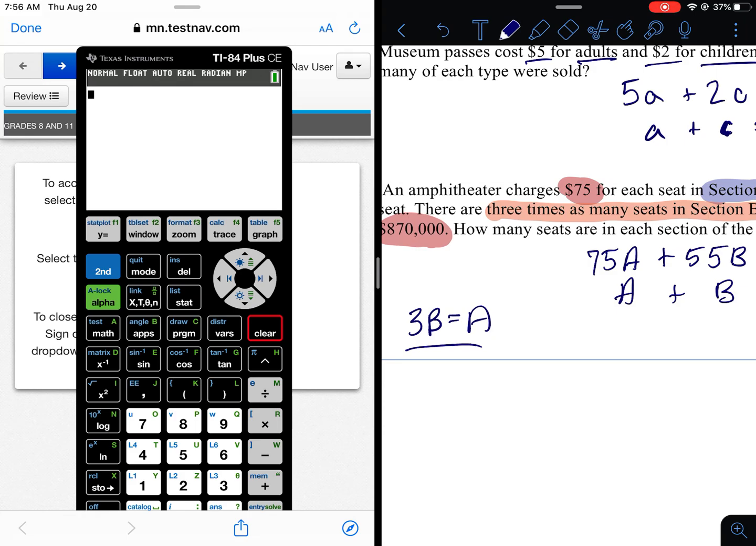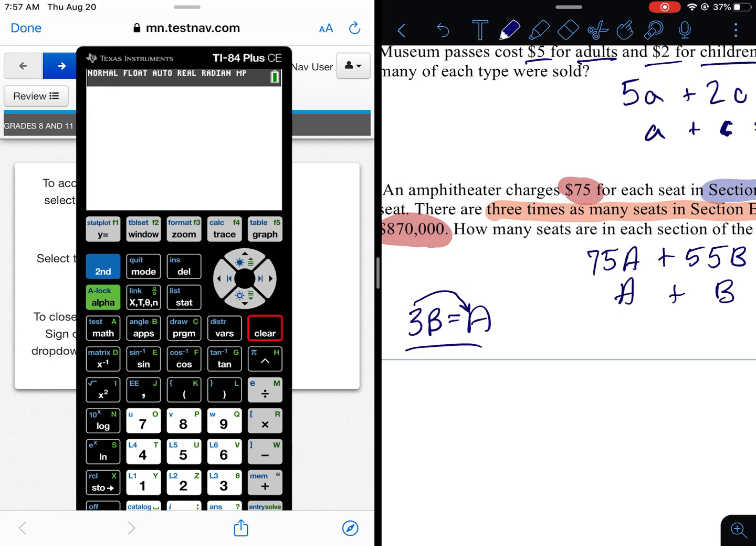But it says there are 3 times as many seats in B as there are in A. So what this means is in order for this equation to work, if there are 3 times more in B than A, then 3 times B is not going to equal A. What you have to realize is if there are 3 times as many seats in B than there are in A, then I would need to multiply 3 times A to get B.